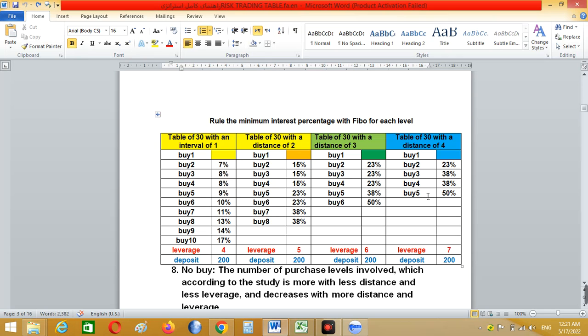So you will see that if you use more steps, your buys decrease and the leverage increases.